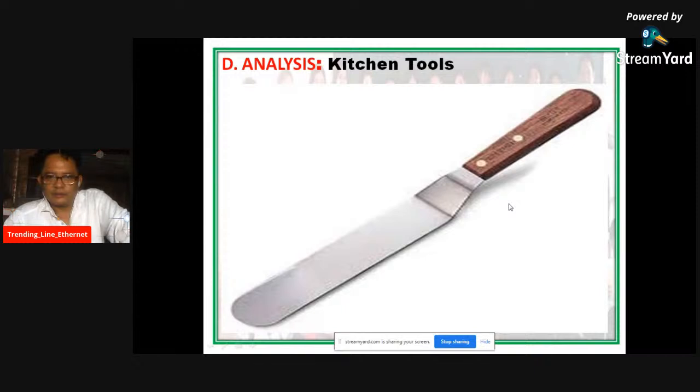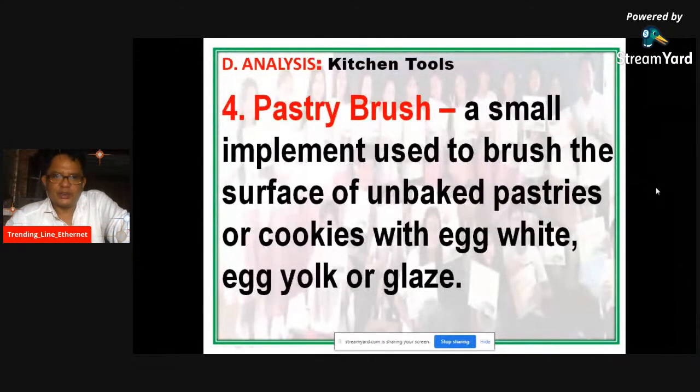Okay? Next one. So, we have pastry brush. Alam naman natin ito. This is a small implement used to brush the surface of pastries or cookies with egg white, egg yolk, or glaze. Ginagamit ito sa mga surface ng pastry or cookies para ito ay mag-release or pampakintab. After you bake it, magiging makintab siya. So, ang ginagamit po dito ay egg white or egg yolk para pagandahin, lalo na ang mga pastry. Okay?